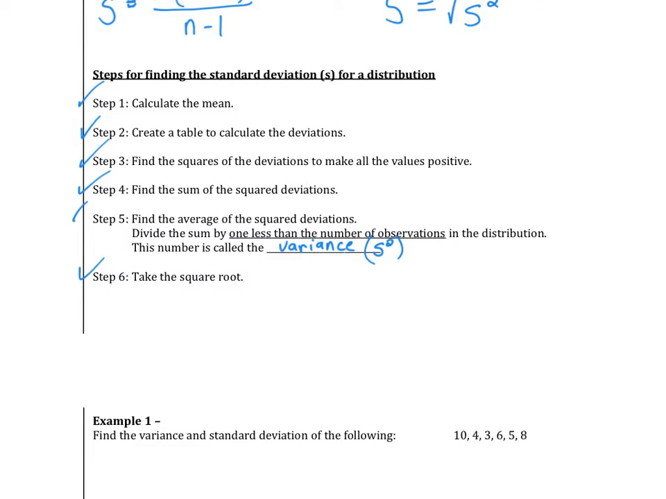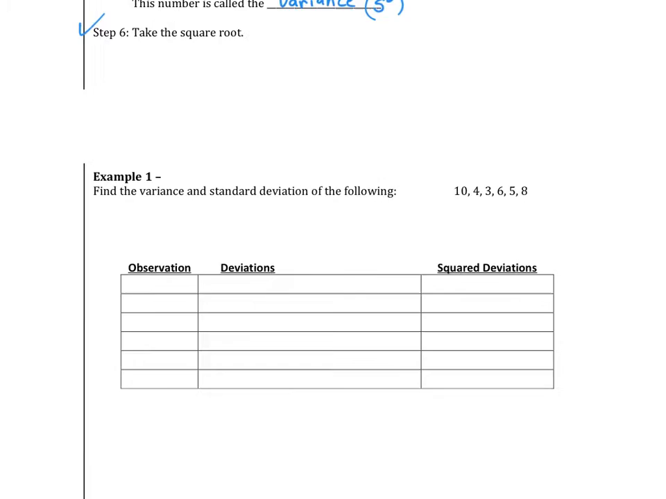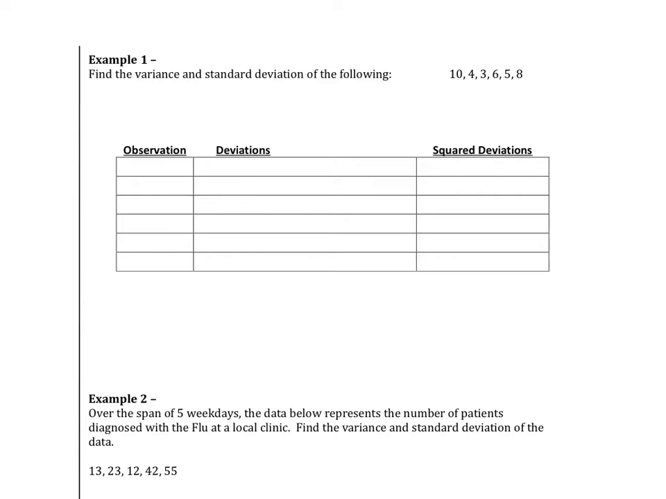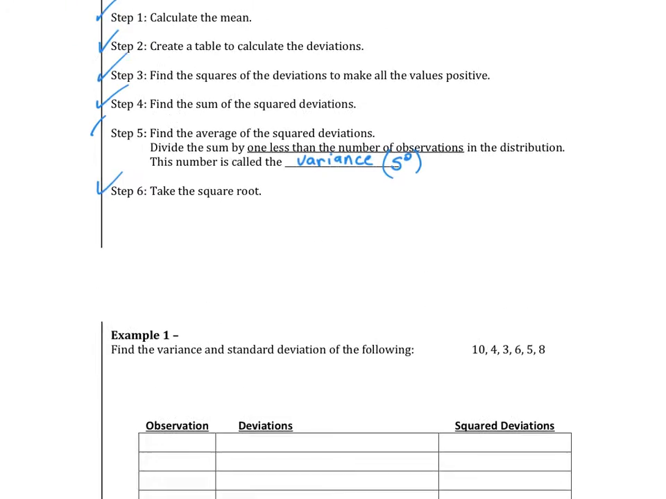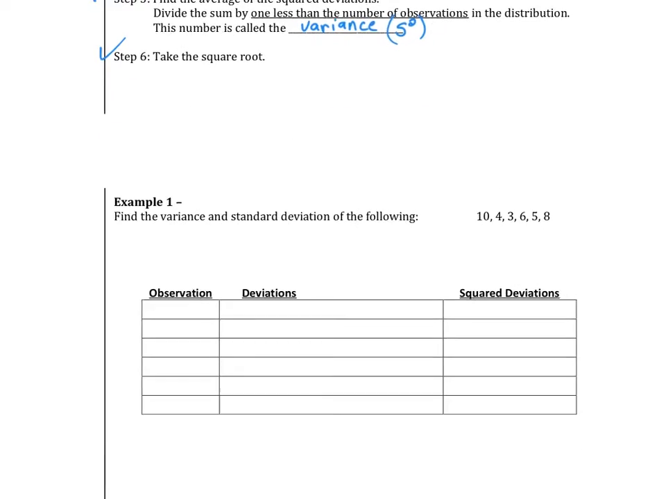Okay, and we can reference these steps. We just have one example, I believe. Actually, 2 examples to do, and then that's it for the day. So in example 1, find the variance and the standard deviation of the following. And they give us that list of 6 numbers. So let's see. Step 1 says to calculate the mean.